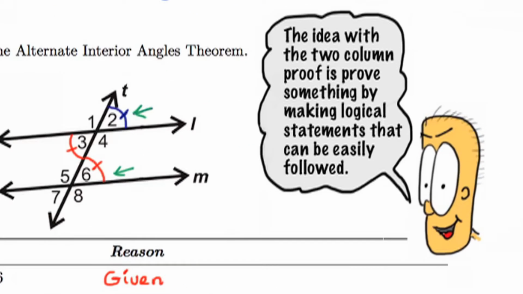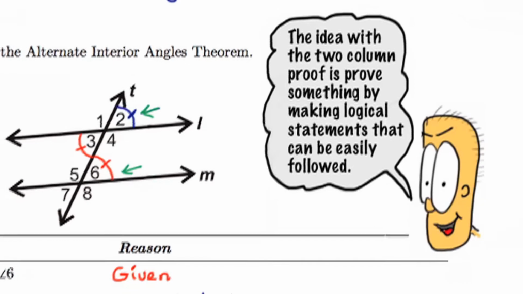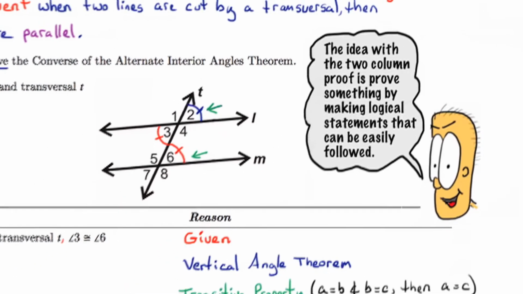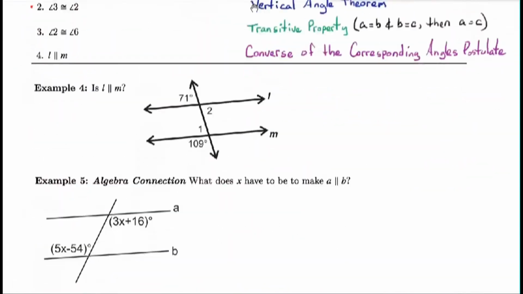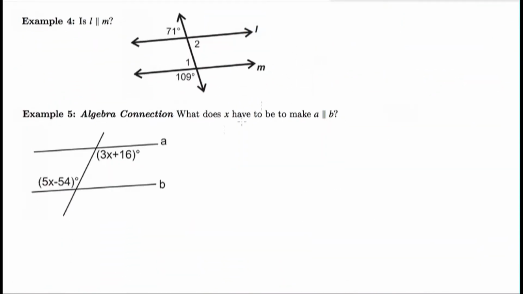And what we just did here was a two-column proof, and the idea with a two-column proof is to prove something by making logical statements that can be easily followed. It allows us to make a statement and then give the reason why we can say that, all the way down from the given to the final proof.